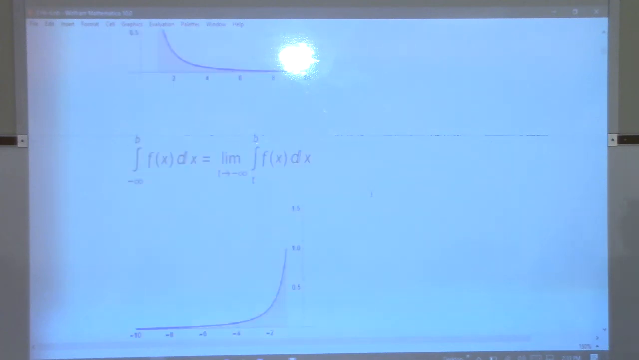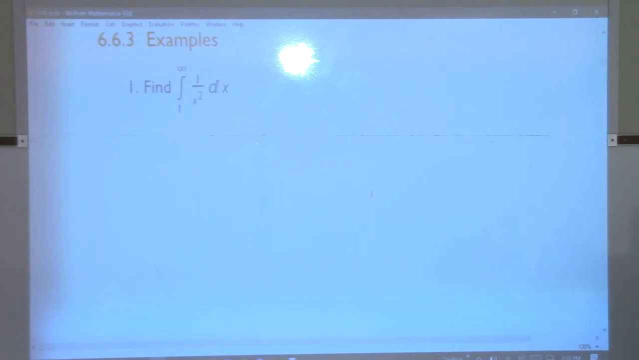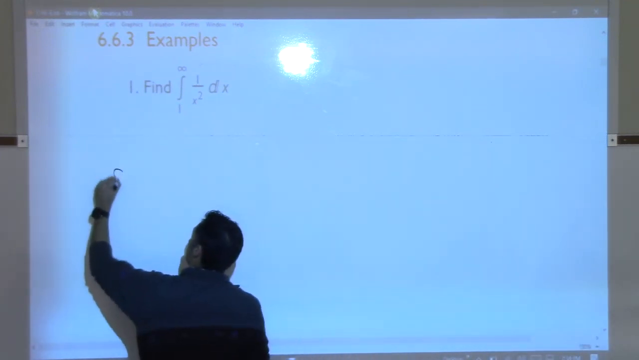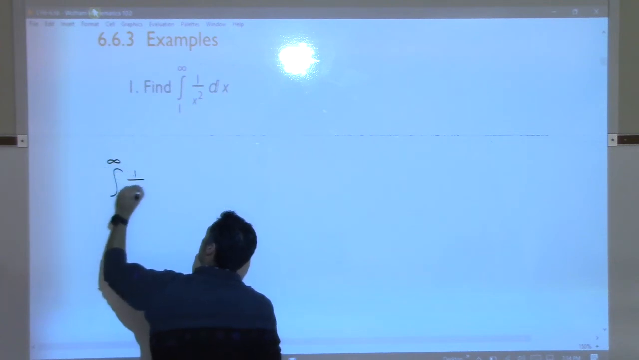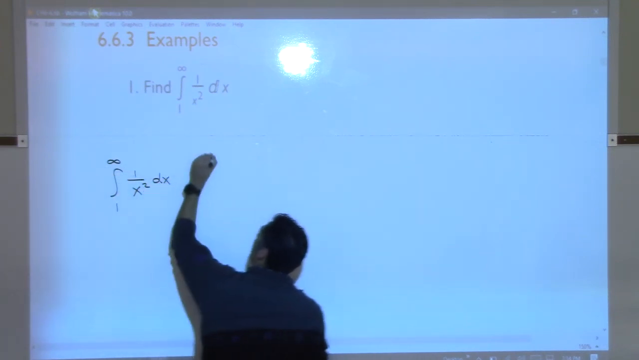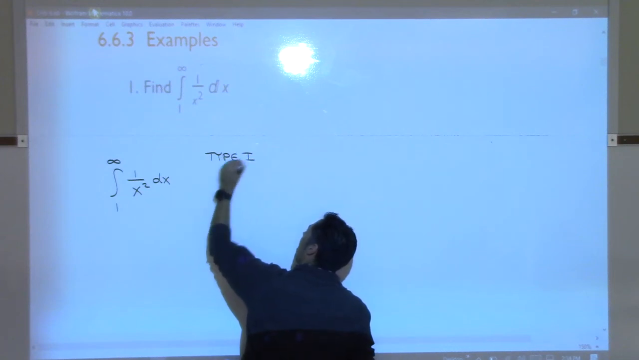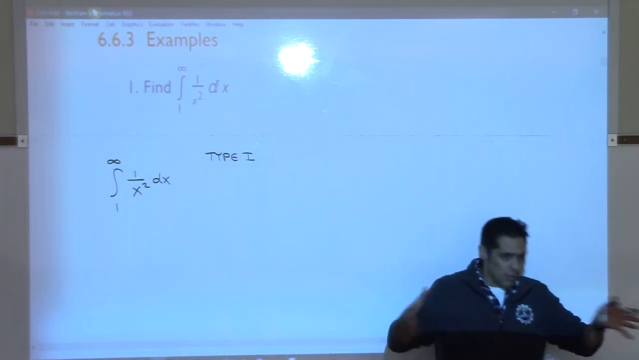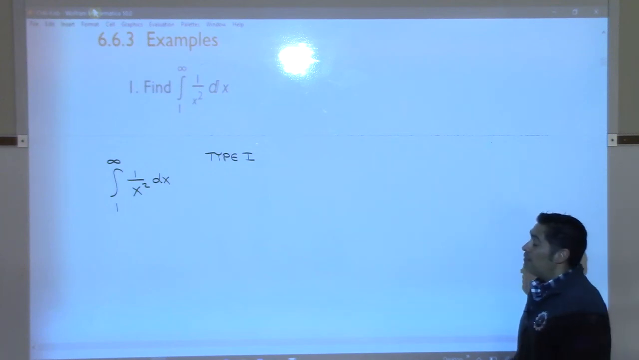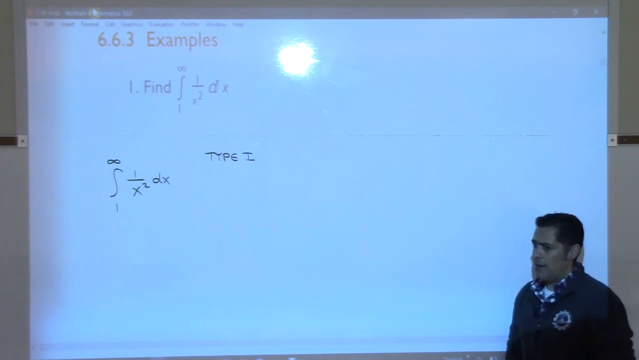So I think we have enough time to maybe just do one. So let's do that one. That is the function 1 over x squared, and we're going to go from 1 to infinity. When we write this, the first thing we'll want to do is make sure we understand that we're dealing with type 1, right? Yes. Type 1 means we have an infinite interval. And because it's an infinite interval, we want to convert this to a limit, right?